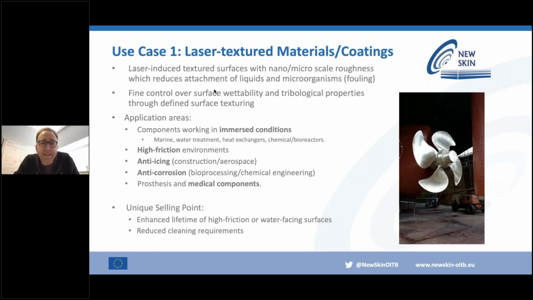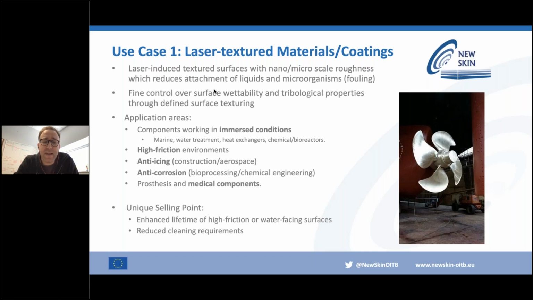The first use case looks at laser texturing of either the materials or coatings, and this has a twofold benefit. The first being that through the application of this microscale roughness, we can reduce the attachment of microorganisms for anti-fouling applications, which is important in the marine environment, but also to control the wettability, which could be beneficial again for the marine environment, but also for anti-icing in the construction or aerospace sectors. And this gives us not only fine control over the wettability, but also the tribological properties as we define a surface with a defined texture.